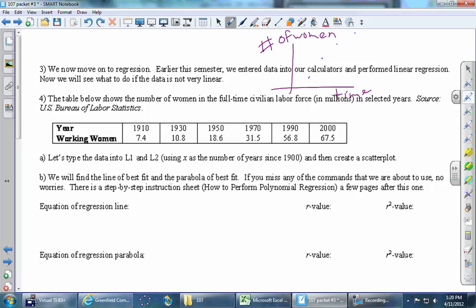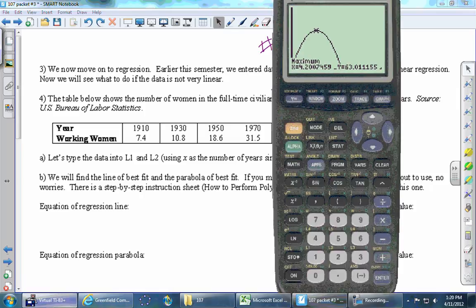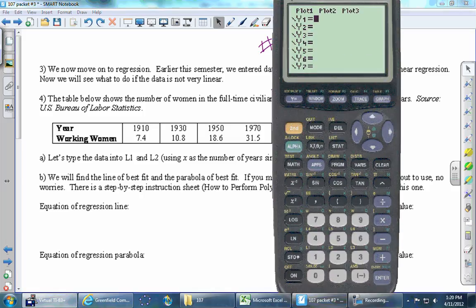So we did all this stuff before. Let's refresh our memories here. Okay, first thing we're going to do, you guys remember where we find the place to enter all the data? It's not list, but you're close. Stat. So hit the button that says stat.